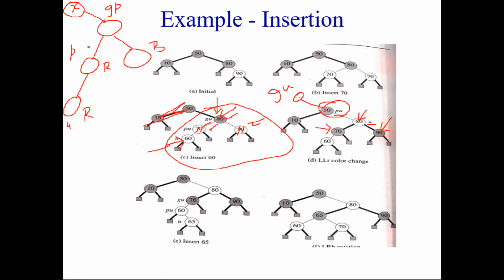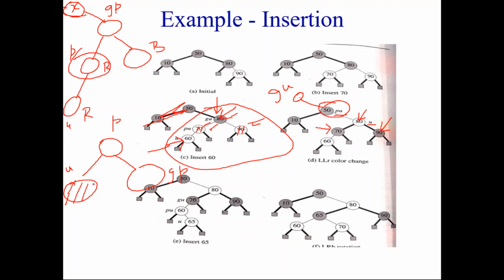Now what I'm trying to say is, when you perform the rotation, this node becomes the root of the subtree. So after rotation it will become something like this. P will be here, and U will be here. This is the new node U. And GP will be here. Now U is red color. We cannot change this color, because it's a leaf node, and a new node should be red in color.